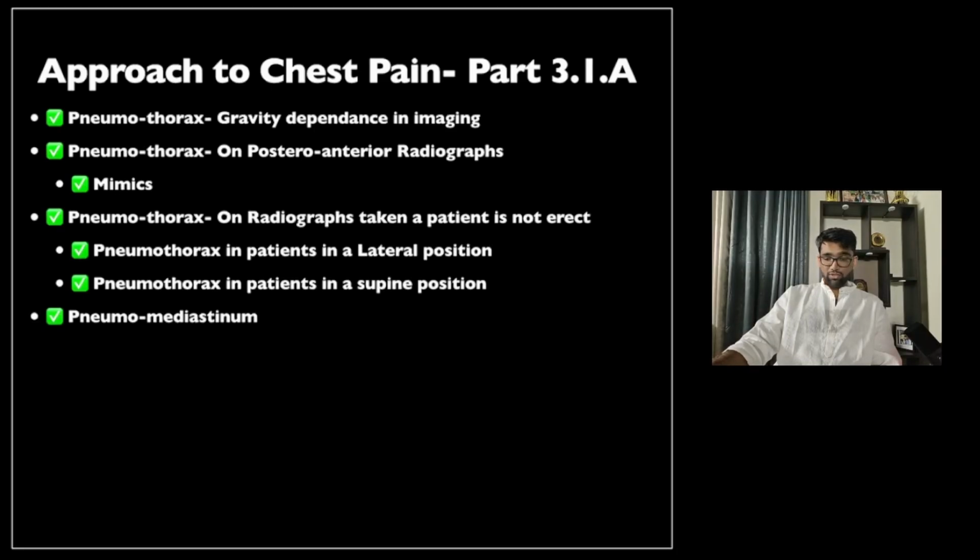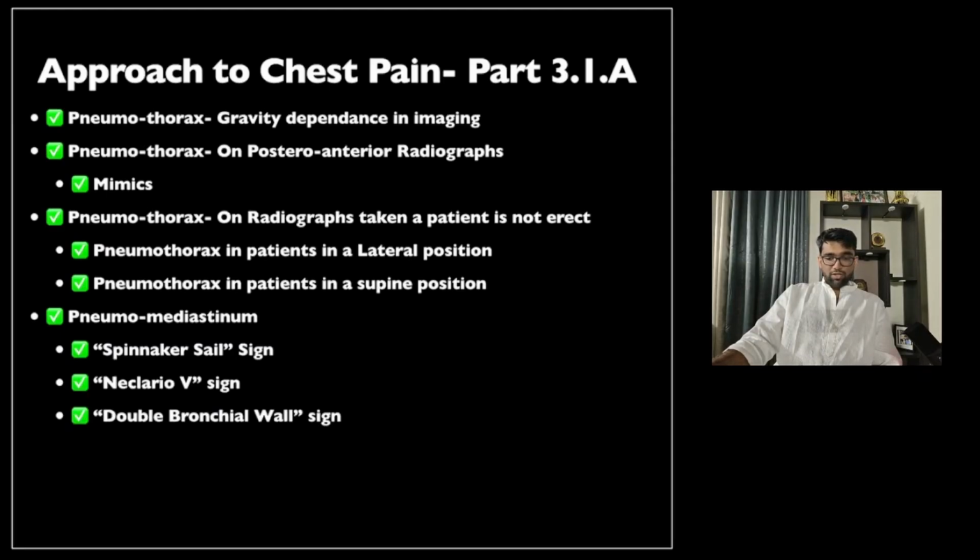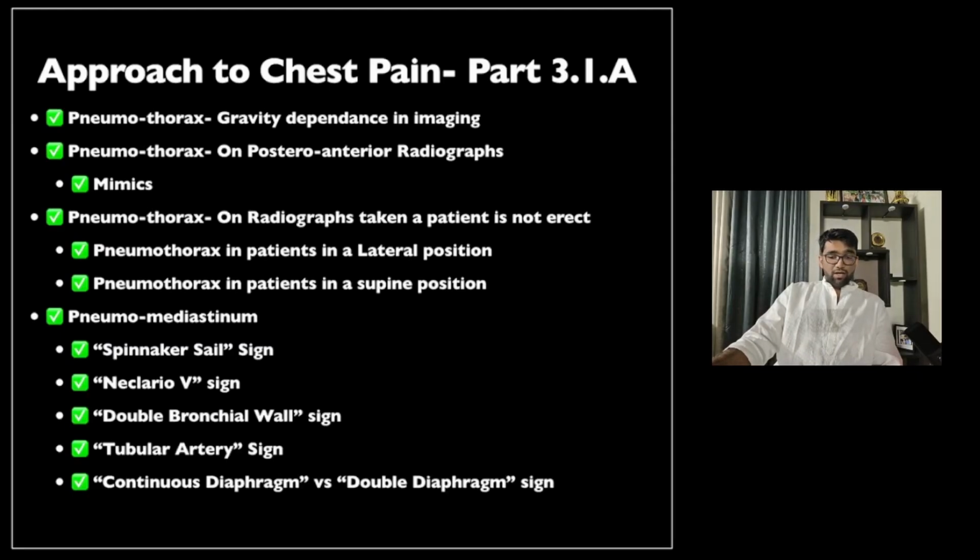We've then talked about pneumomediastinum. I've talked about some named signs, which are obvious questions in memory-based MCQs. So that includes the spinnaker sail sign, the Naclerio V sign, the double bronchial wall sign, tubular artery sign, then the continuous diaphragm sign, which we differentiated from the double diaphragm sign. The double diaphragm sign being a finding of pneumothorax in a patient in supine position rather than that of pneumomediastinum. And then we briefly talked about hydropneumothorax on imaging.